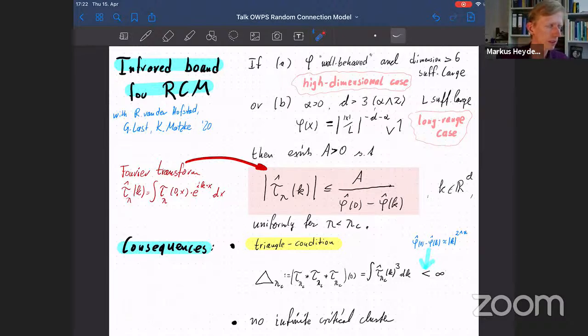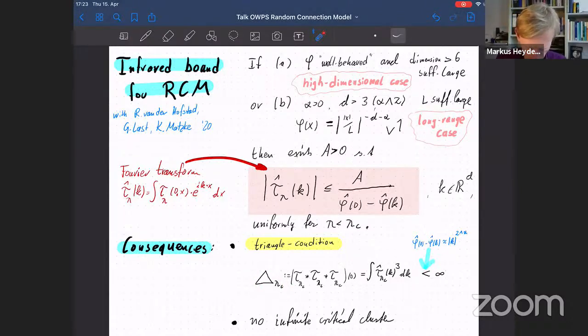Well, what can we do with this infrared bound? It has a number of consequences, and the consequences give the meat. First of all, there is a so-called triangle condition. The triangle condition has a certain reputation in percolation theory, particularly high-dimensional percolation, as being a sufficient criterion for a number of nice properties. And what's a triangle condition? Here's a continuous analog, and people who know percolation well will see similarities. We write this triangle sign.